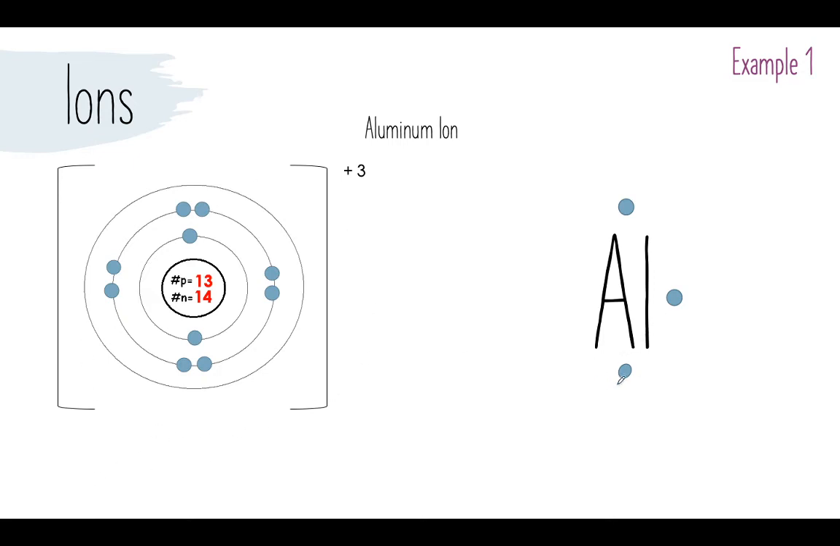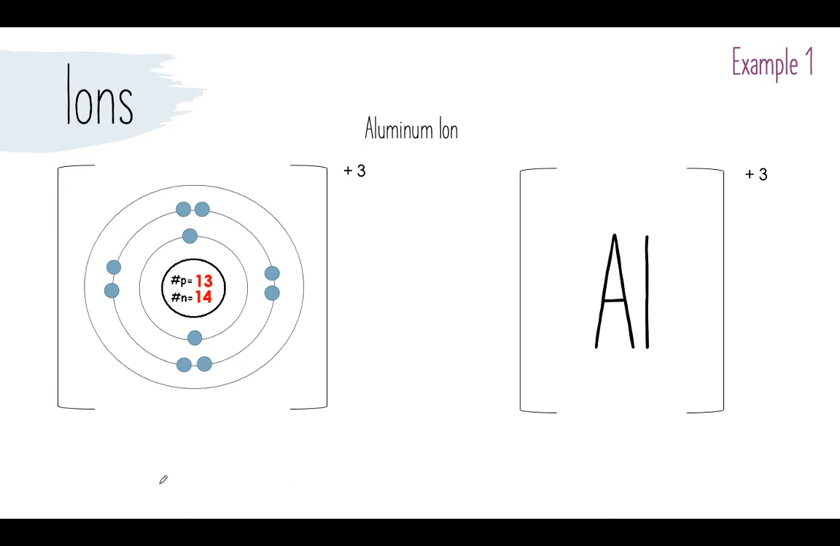Let's do that for the Lewis structure as well. So I've got 3 electrons on the outside. I'm going to lose those. And instead, I'm going to draw those square brackets, and I'm going to write my charge. So these are 2 ways of interpreting the same thing, which is an aluminum ion. So we've looked at an example where electrons are lost when an ion is formed. Let's look at an example where the opposite happens.